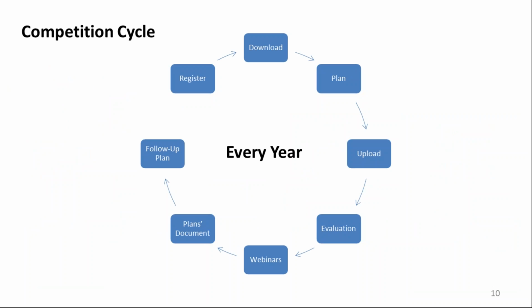Planner registration will start with the registration, then you will download the data set, and then you will perform the plan, then you will upload your plan, and then we will evaluate the plans and produce the score list. After announcing the results and the winners, there will be live webinars, like this stage that we are in now, and then we will prepare a plan document. Afterwards, after this plan document is generated, these guidelines can be used for planners to do a follow-up plan.